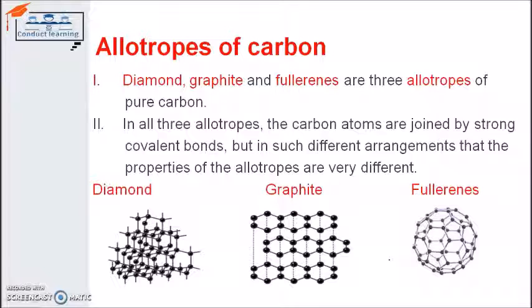The last is fullerene. Fullerene makes a football-shaped structure with single and double pairing of covalent bonds. So these are all only the pure states of carbon. The rest of the carbon is in carbon compounds.